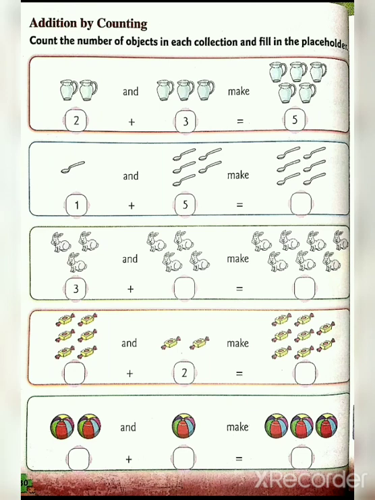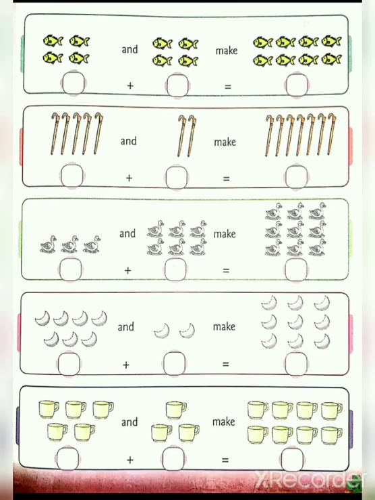There are 2 balls. We will write 2. There is 1 ball. So we will write 1. Now we have to find how many total balls are there. So for this, again we will start counting. 1, 2, 3. There are 3 balls altogether. This page is homework for you all.